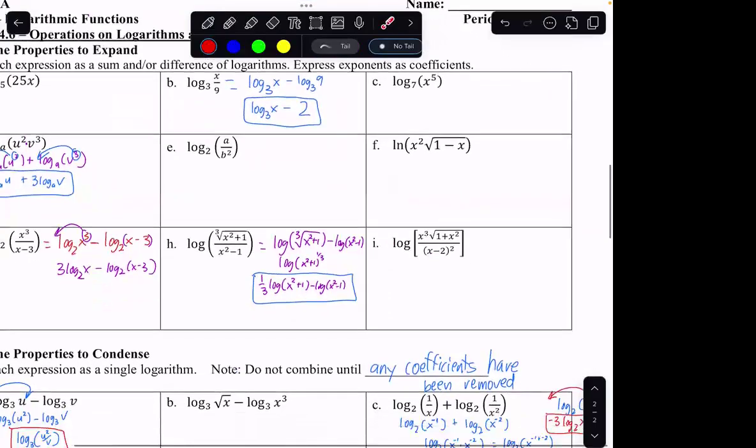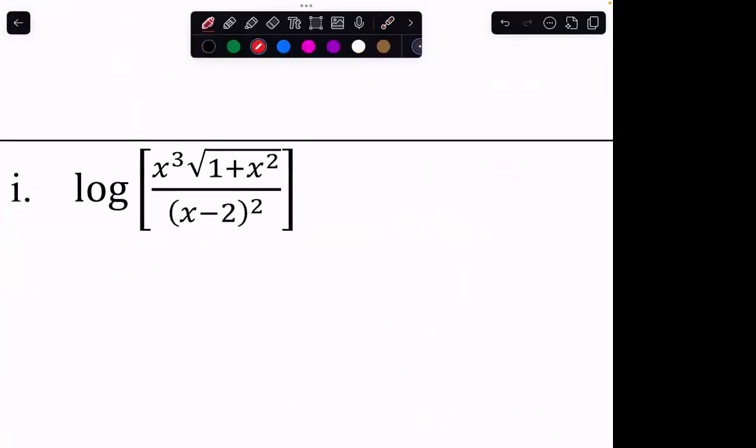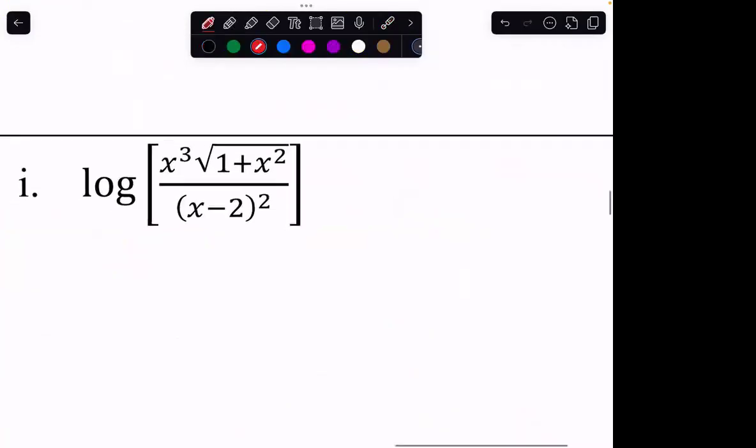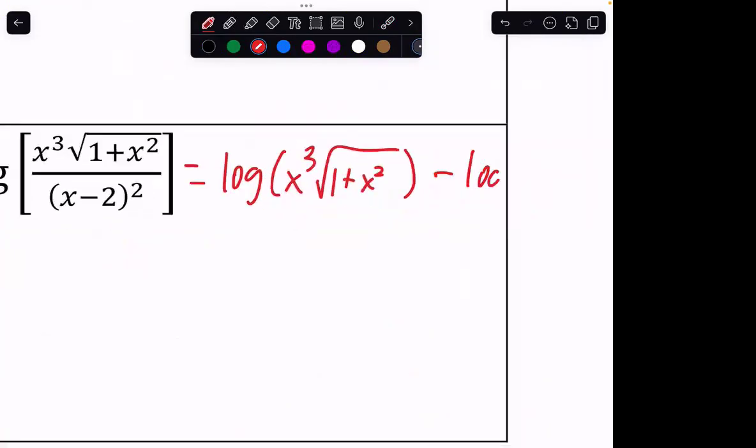Let me just talk about letter I over back on the top half. Okay, so this one was a little different because you do see the fraction bar, so you can start by splitting into the subtraction of two terms. Okay, but for a similar reason that I said earlier, you cannot move this 3 out front. The 3 does not affect the entire argument. It only affects this part of it.